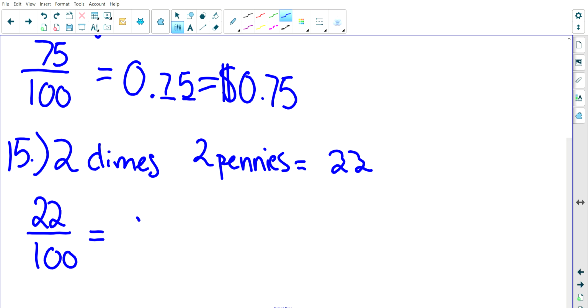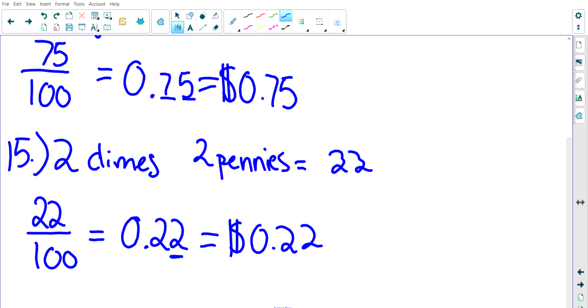Then I need to write that as a decimal amount. I have no wholes. I have 22 hundredths. I write that as 0.22. No extra zeros in there because I read this number saying 22 and the last place value, which would be hundredths. So 22 hundredths. Writing it as a dollar amount is even easier. Just write a dollar sign and copy your decimal. Dollar sign 0.22.